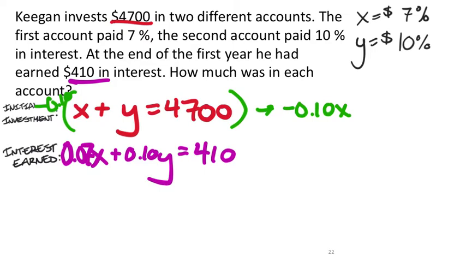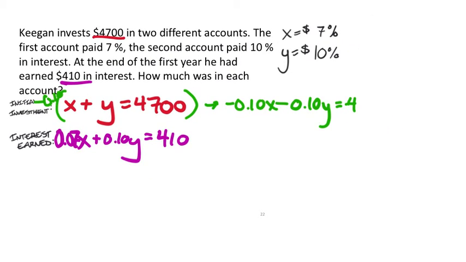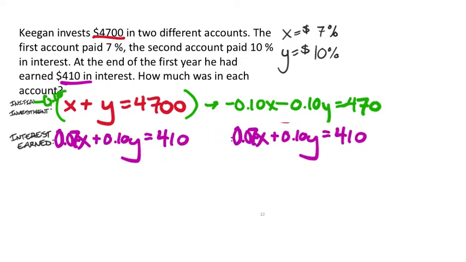So that'd be now a negative 0.10x minus 0.10y. And then negative 0.10 times 4,700 would be negative, see if I can fit this, negative 470. And then, yeah, that second equation we didn't touch because we were just forcing the y's to match on this.